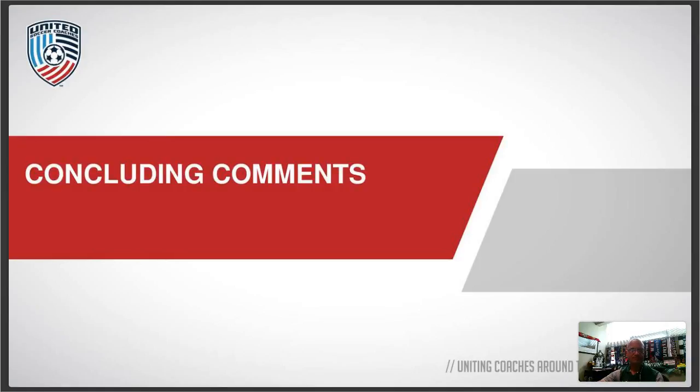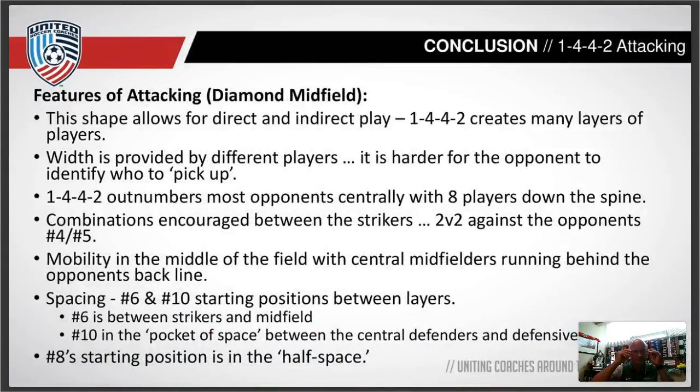Thanks, Paul. So let's now finish off with some concluding comments as it relates to the attacking and defending side of the ball. So the shape allows us to play directly or indirectly because we outnumber opponents for the most part centrally. Even if you play in a 3-5-2, you probably don't have 5 central midfield players. You probably only have 3, with 2 wide midfield players.